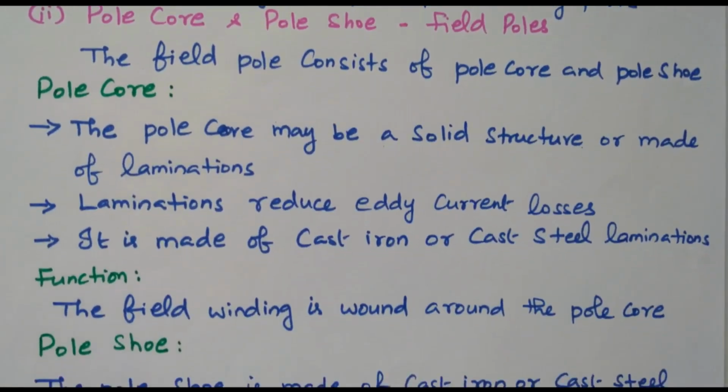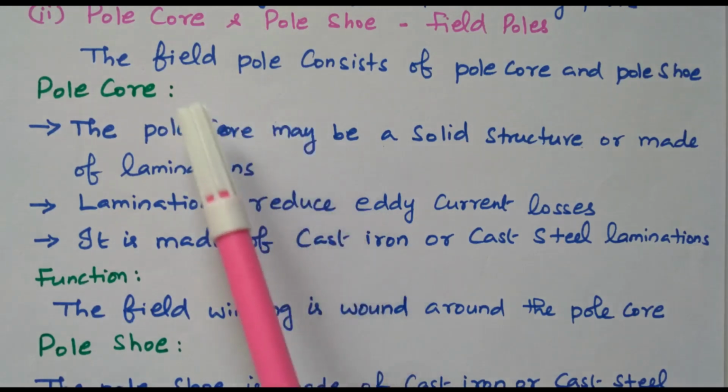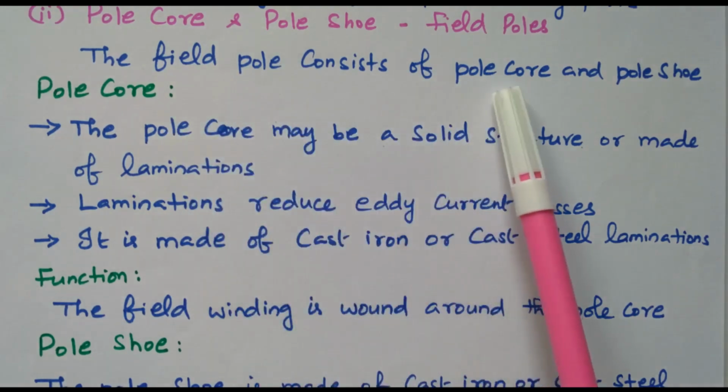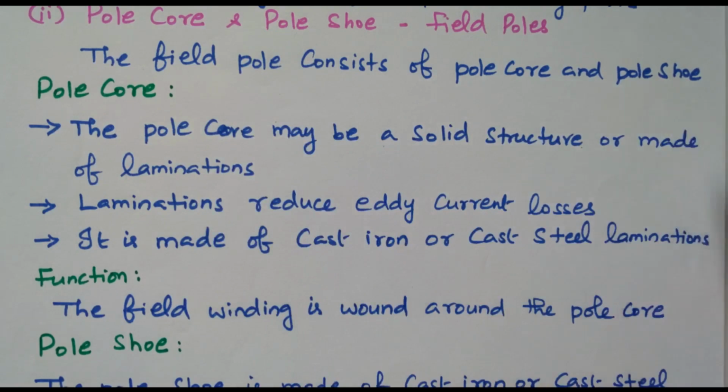That is nothing but the field poles. The field pole consists of the pole core and the pole shoe. First, we will see the pole core. The pole core may be a solid structure or made of laminations. This is the place to place the windings.